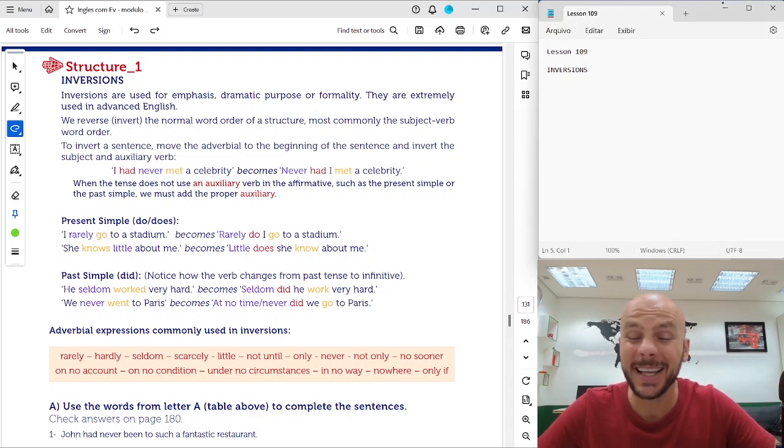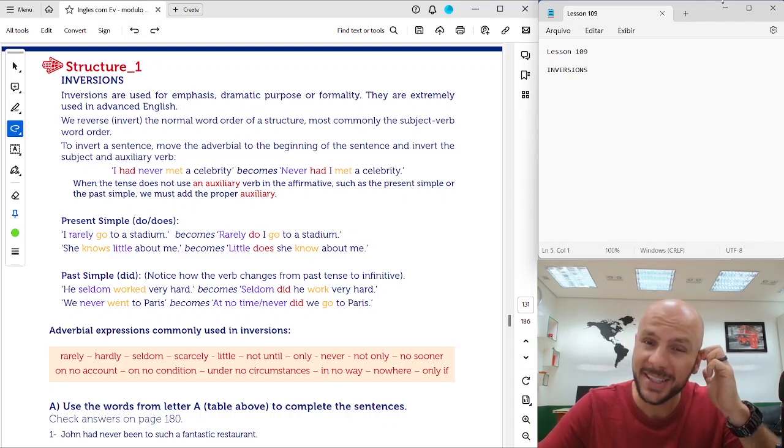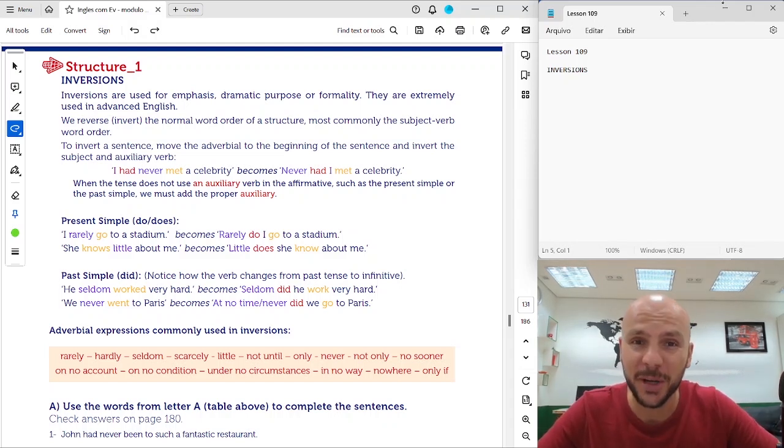Unit 12, Lesson 109, Inversions. One of the most advanced things in English, but then you see that it's quite easy. You just need to pay attention to the position of words in the sentence and the use of auxiliaries.